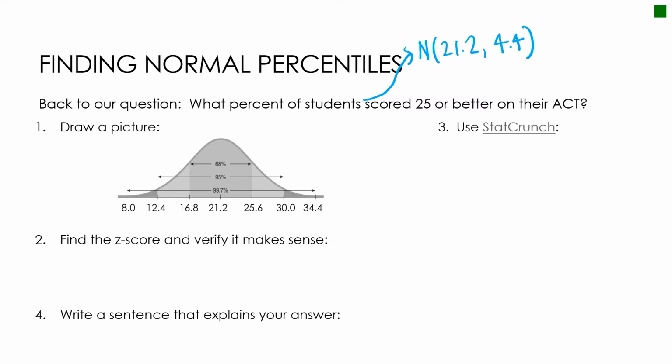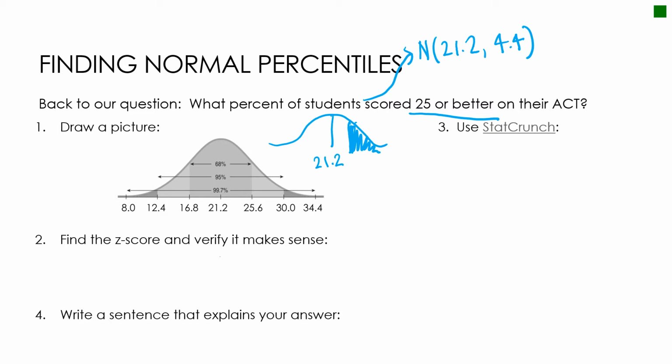So I look at my picture here, and I always put draw a picture as one of the steps, but in reality, I'm very lazy, and I certainly wouldn't take the time to draw a picture with this kind of detail. Usually my picture would look something like this. I got a curve. I know in the middle I've got 21.2. I'm trying to find students who scored 25 or better, so that's going to be to the right of that and going to be shaded in.